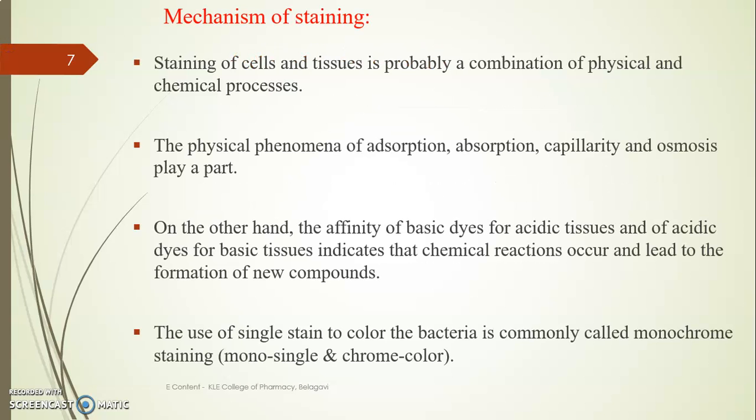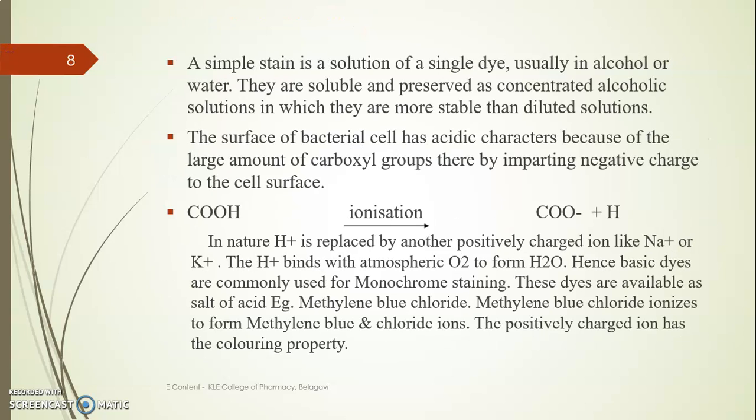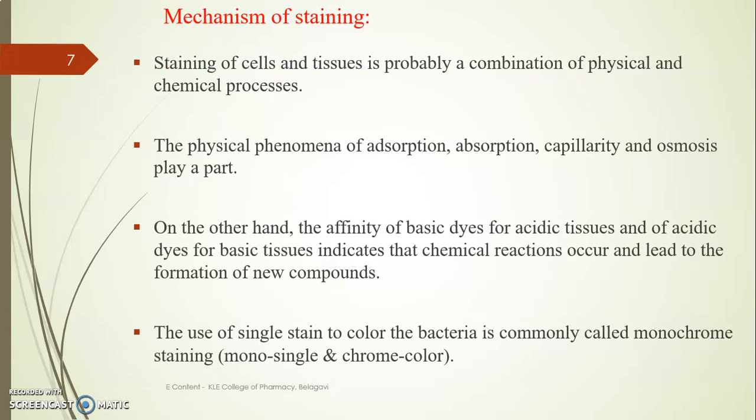How the process of staining goes on: staining of cells and tissues is a combination of physical and chemical processes. Phenomena of absorption, adsorption, capillary action and osmosis play a part in this also. Here we are going to see the affinity of basic dyes for acidic tissues and of acidic dyes for basic tissues, which gives information about the chemical reactions and the formation of newer compounds.